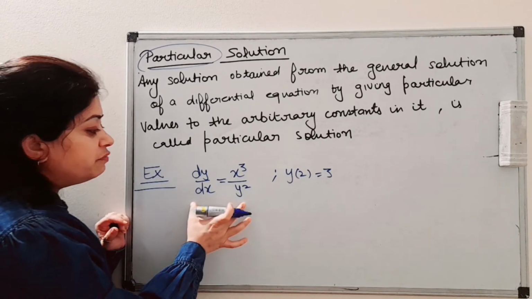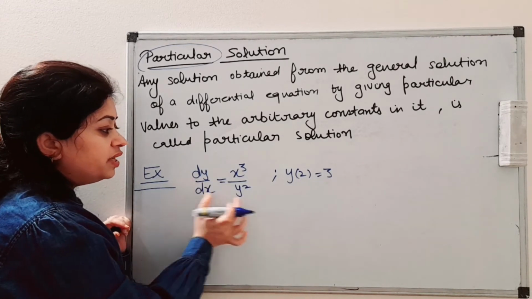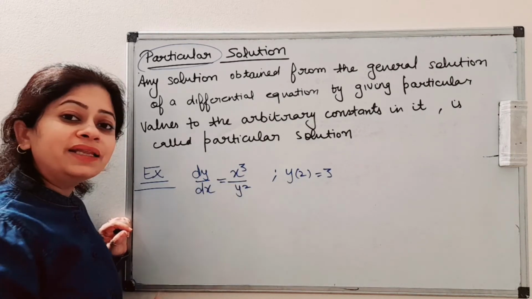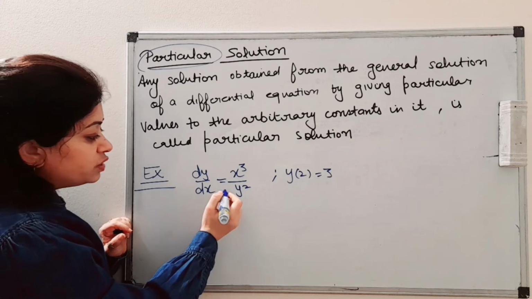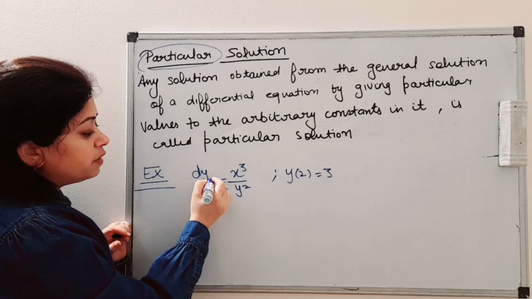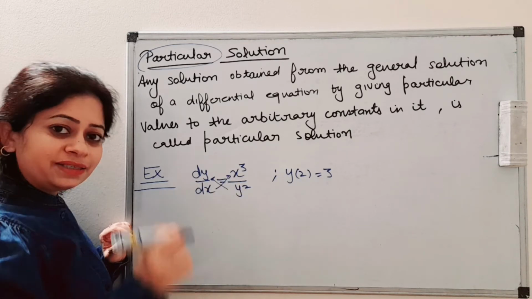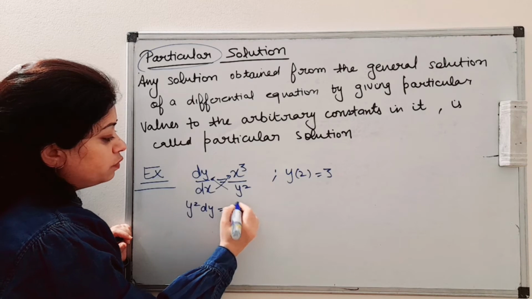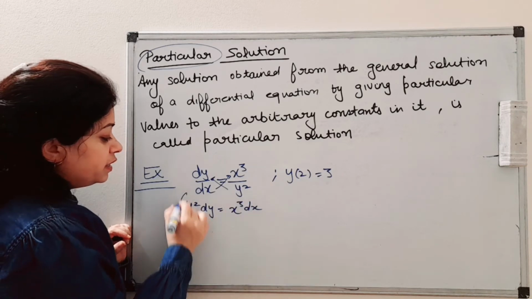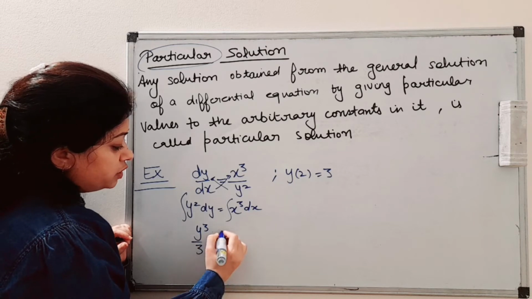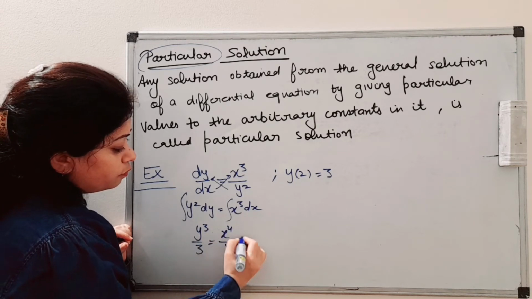Suppose you have a differential equation dy by dx is equal to x cube upon y square, and you need to find the solution. So first of all, how will we find it? We can use the variable separable method. We have already studied this method. So it will be y square dy is equal to x cube dx. Integrating both sides, we get y cube by 3 is equal to x to the power 4 by 4 plus c.